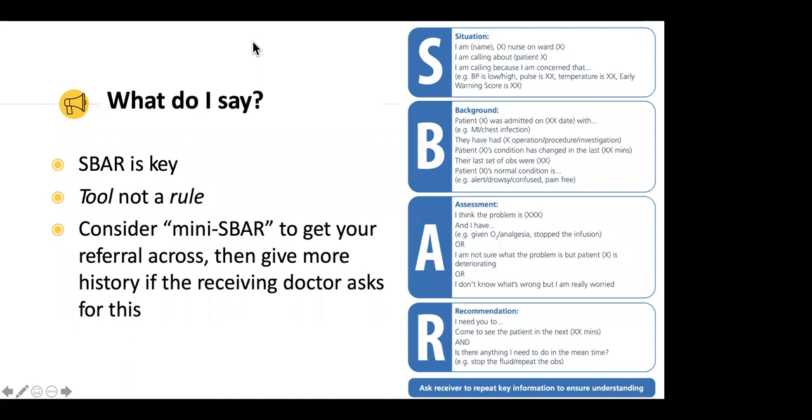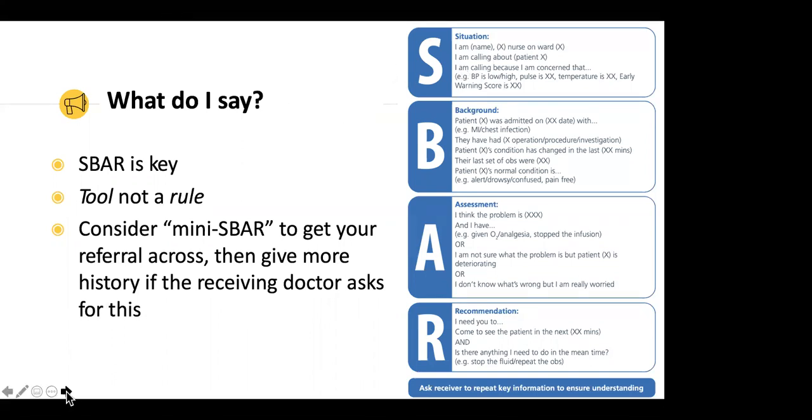So you start with the situation. Mention your personal details. We'll go through the scenario in more detail on the next slide. In terms of background, just a bit of background about the patient, what their baseline is, how they've changed. In terms of assessment, mention what you think the problem is, what you've done so far, and finally, recommendation. You need to be specific in what you want the doctor you're referring to do, and what further management they would suggest.